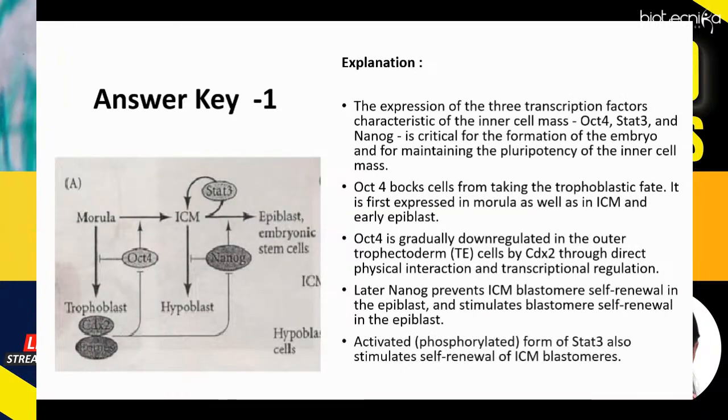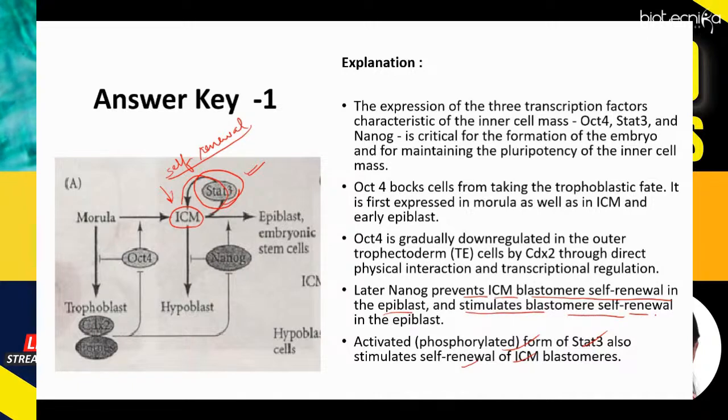In fact, there is one more molecule called STAT3. The ICM consists of embryonic stem cells, as you know. STAT3 is another stemness factor. It gives the ICM its self-renewal property. We know that stem cells have the self-renewal property. Activated STAT3, which is generally present in the blastocyst, stimulates the self-renewal of ICM blastomeres.